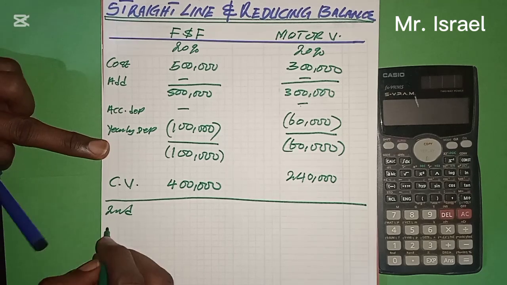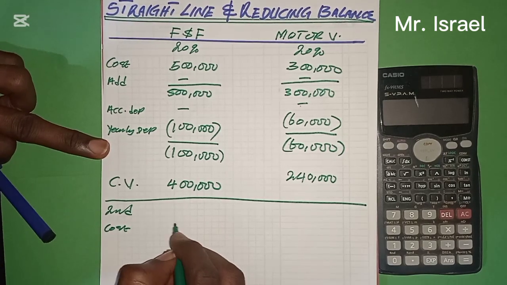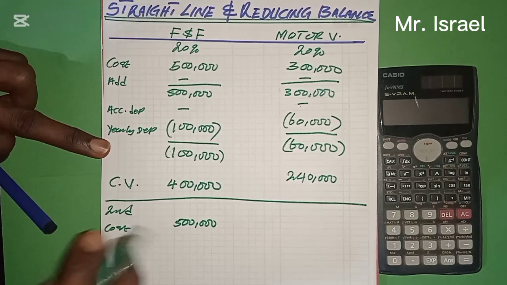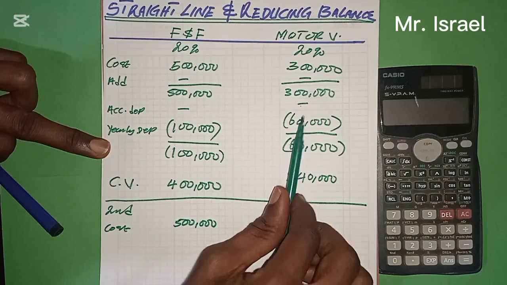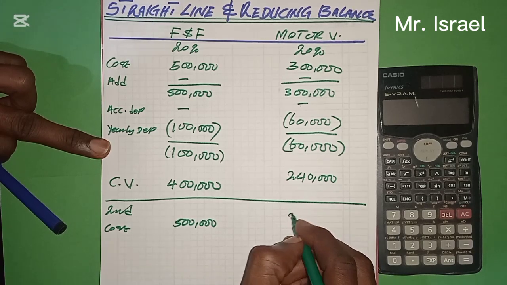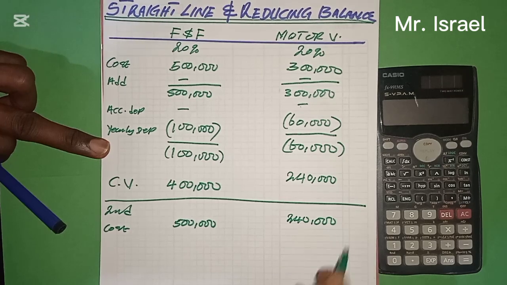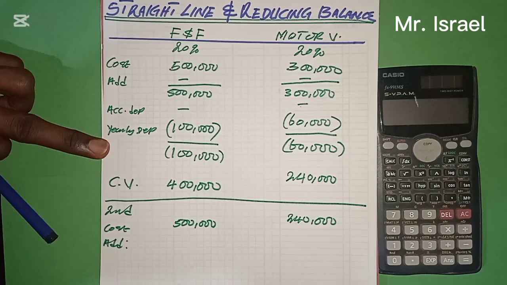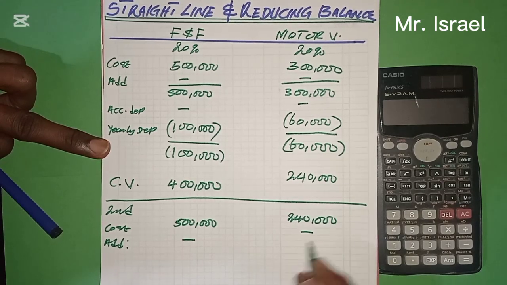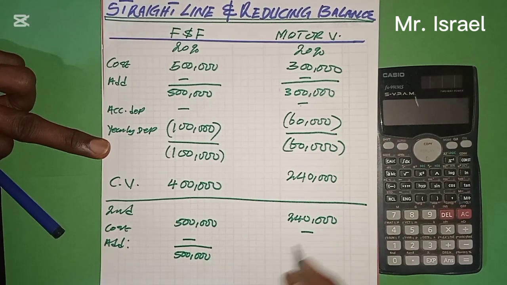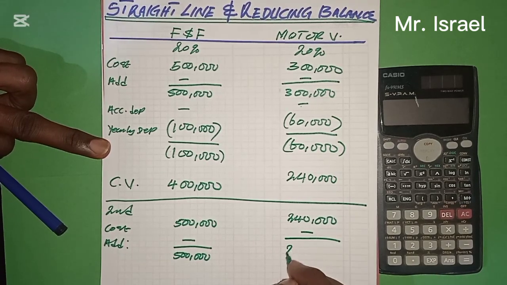Now this is what we're going to do. The cost is 500. Now, the reducing balance method will not recognize the cost again. It will recognize the carrying amount, which is 240. Just keep watching. Now, is there any addition during the year? For the purpose of this lecture, there is no addition. So this will now give us 500,000. This will give us 240.